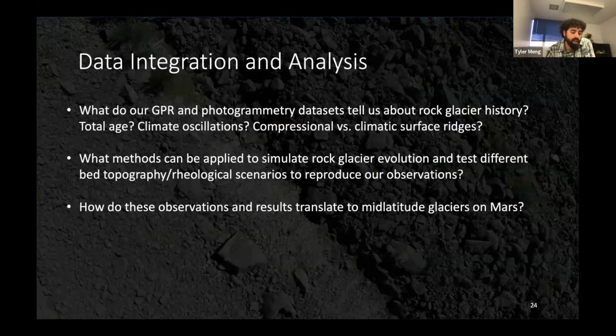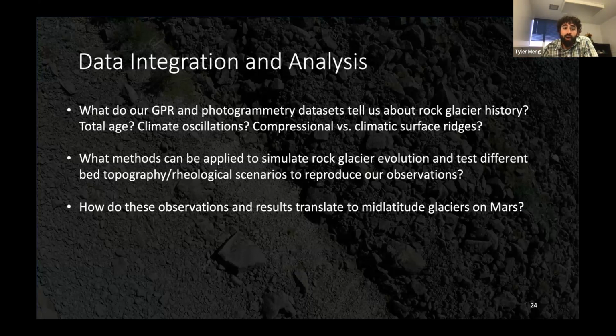Okay, so now we have our 3D glacier thickness, composition, and surface motion. So now in the next 10 minutes, I'll run through some of the methods I've been using to analyze these data sets and how that is wrapping up into my dissertation for this semester.